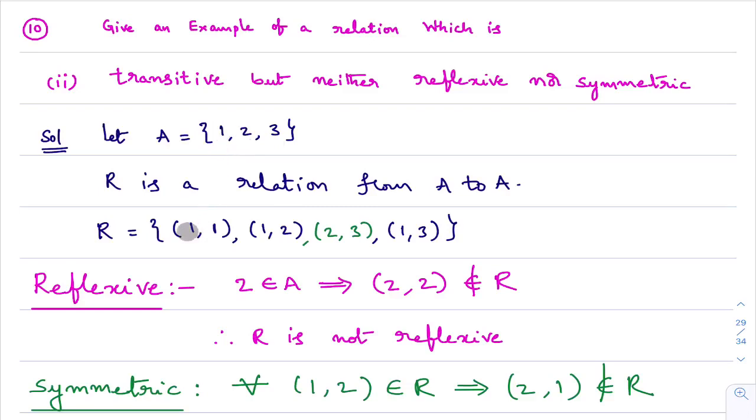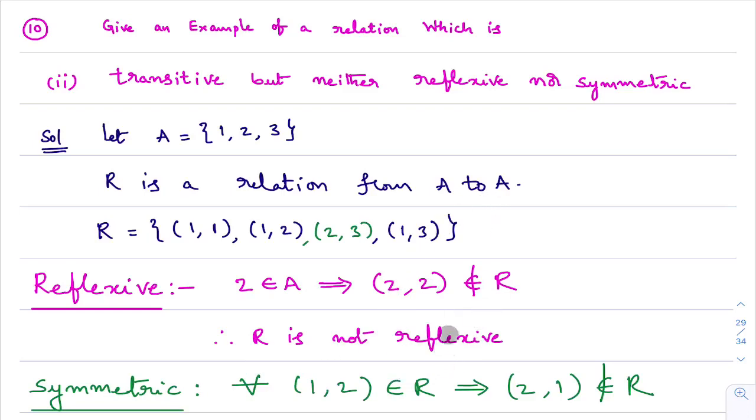For 1, ordered pair (1, 1) is there. Very good. Now you need to check for 2. You take 2 in set A. Ordered pair (2, 2) is there in this relation? No, it is not there. So because of this reason, I can say that this relation is not reflexive. See here, I have taken 2 in set A. Ordered pair (2, 2) does not belong to this relation. Therefore, I can say that R is not reflexive. See, when it is not reflexive, I have given an example. Okay.